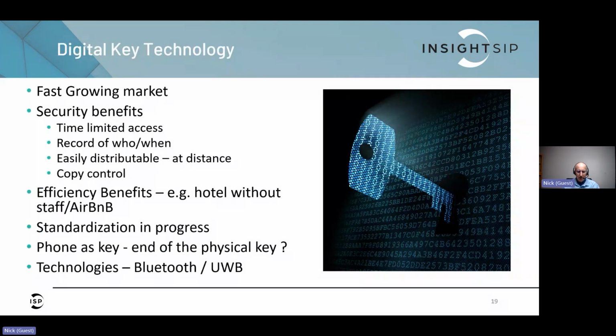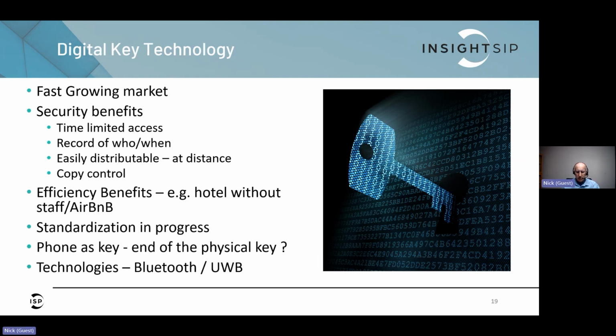So, just talking a bit more about this digital key technology. It's a fast-growing market. You get quite a lot of security benefits because you can make keys individual, so you can detect who's gone in, who's gone out, and when they did so. You can distribute a key quite easily. You can do copy control, making sure it can't be copied easily, and you can time-limit when the key can be used. Say you want to let someone into your apartment to do some work, and you send them a key. They can use it for the day they're meant to be there, but then it expires, so they can't come two weeks later and steal your stuff.